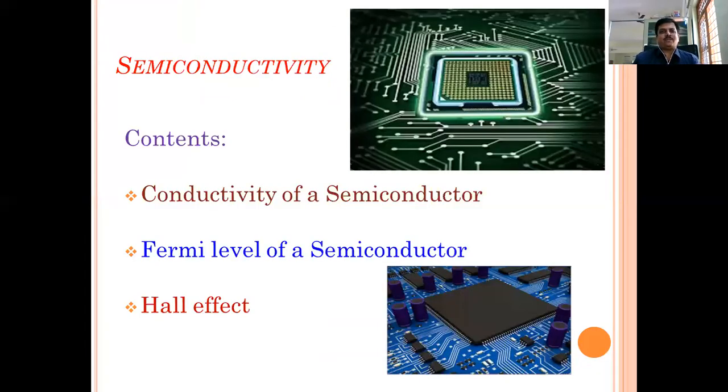Today, I am going to discuss the aspects of semiconductivity. The conductivity of a semiconductor will be discussed. Another aspect is what will be the Fermi level of a semiconductor. And the third one will be the famous phenomenon which was explained by the scientist Hall, known as the Hall effect.